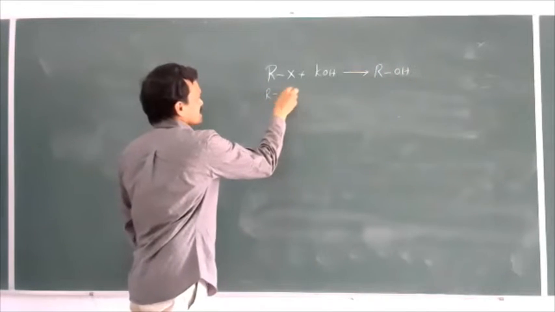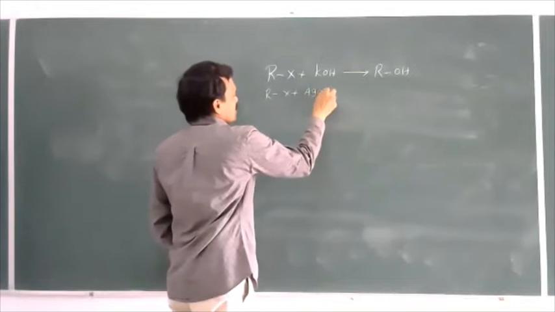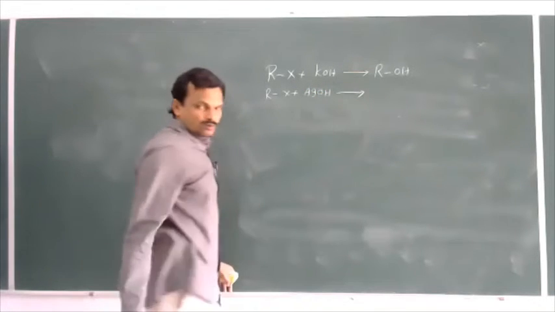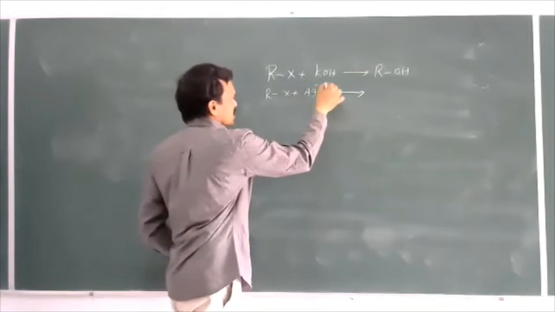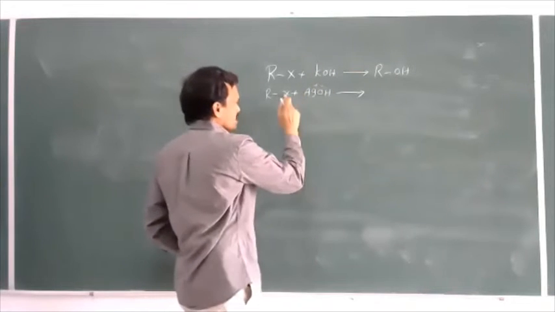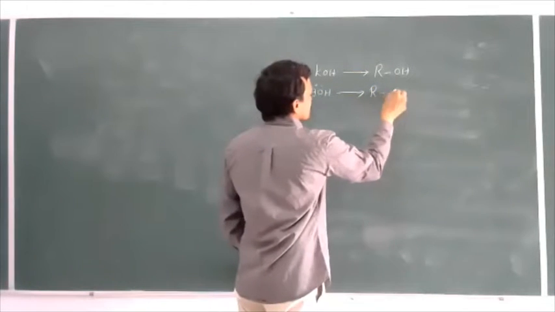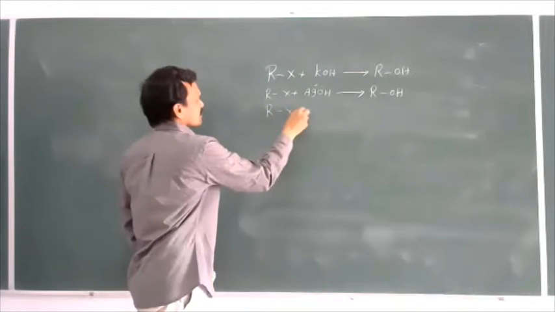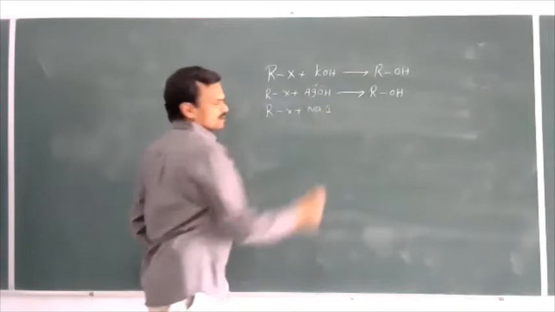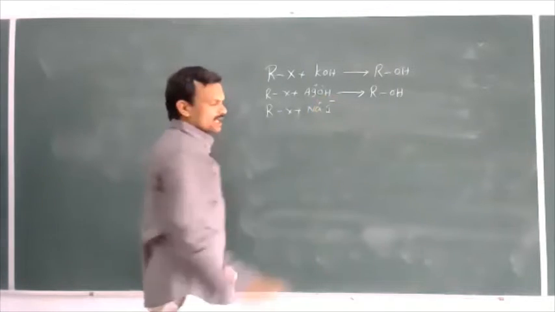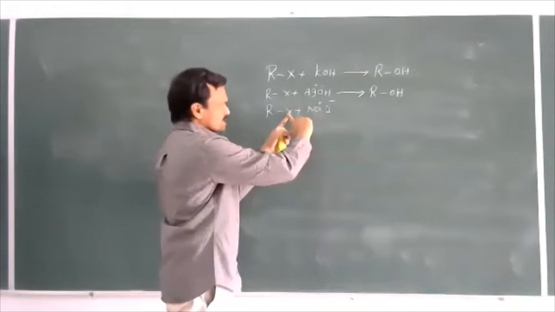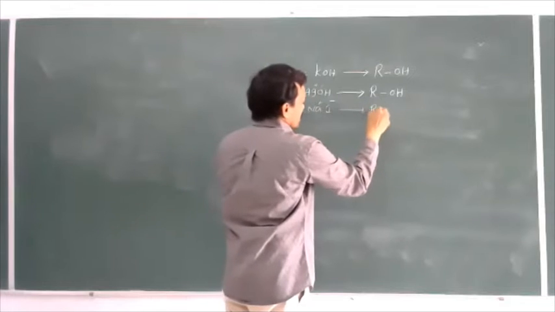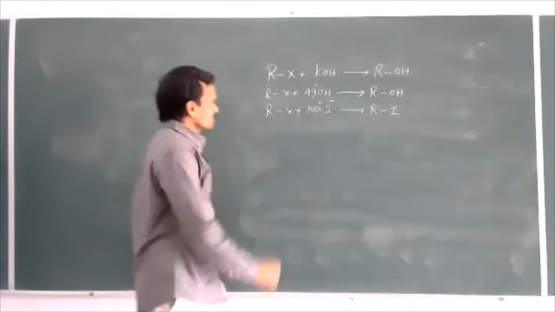And RX plus moist silver oxide, nothing but AgOH. This can split into Ag plus and OH minus. Now OH minus replaces X minus. Then you can get ROH as product. RX plus NaI. This can split into Na plus and I minus. Now I minus replaces X minus. Then you can get RI as the product.